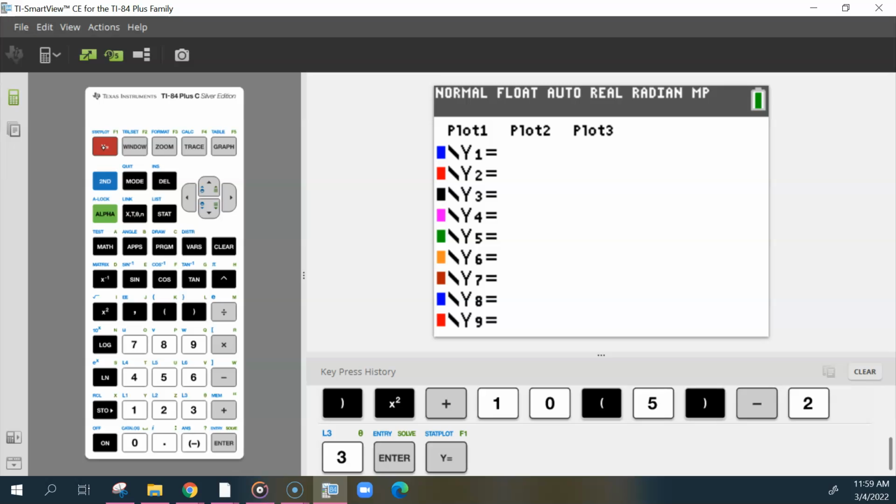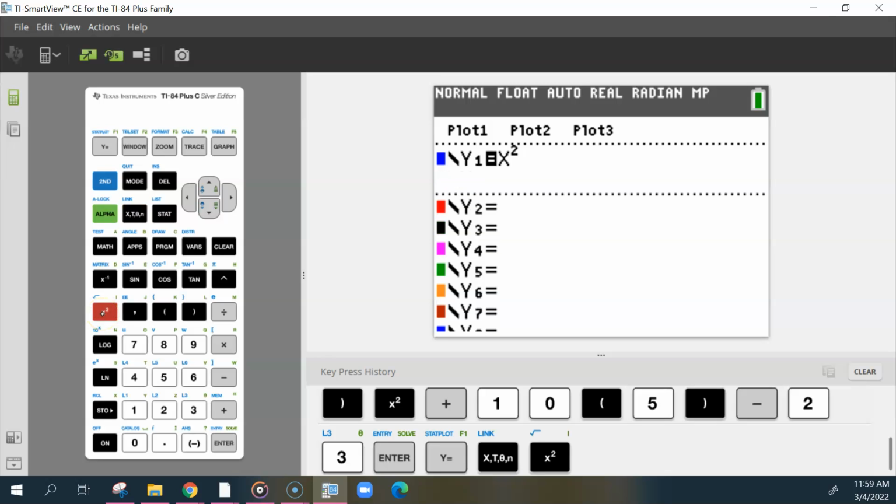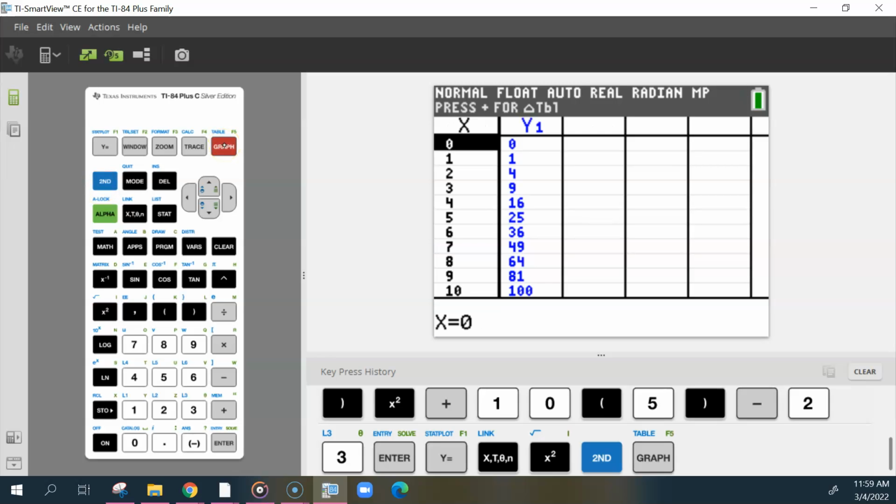And you're going to put in this equation, your variable x, and then the x squared button. If you just hit the x squared button, you won't have your variable, so make sure you put in your variable first. After you have in your variable and x squared, you're going to go into your table, which is in second graph. So if you put second and then graph, you're going to get your table values.